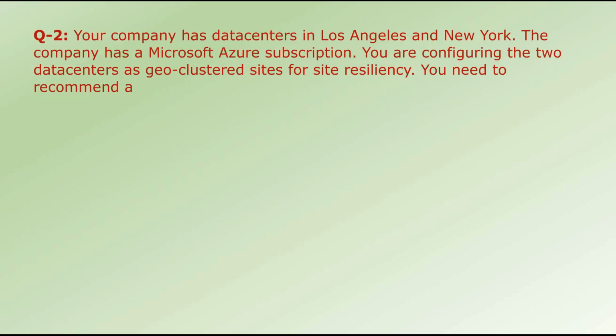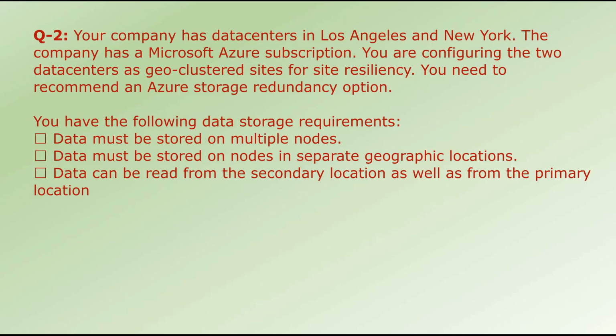Question number 2. Your company has data centers in Los Angeles and New York. The company has a Microsoft Azure subscription. You are configuring the two data centers as geo-clustered sites for site resiliency. You need to recommend an Azure storage redundancy option. You have the following data storage requirements. Data must be stored on multiple nodes. Data must be stored on nodes in separate geographic locations. Data can be read from the secondary location as well as from the primary location.